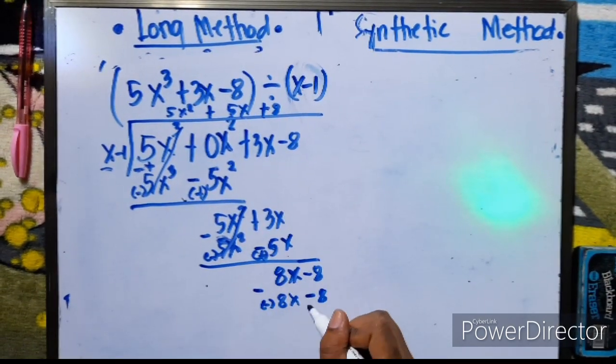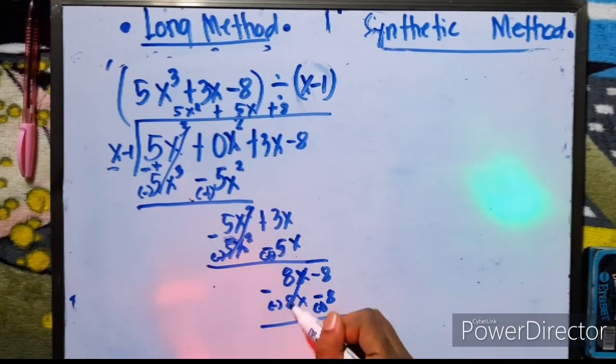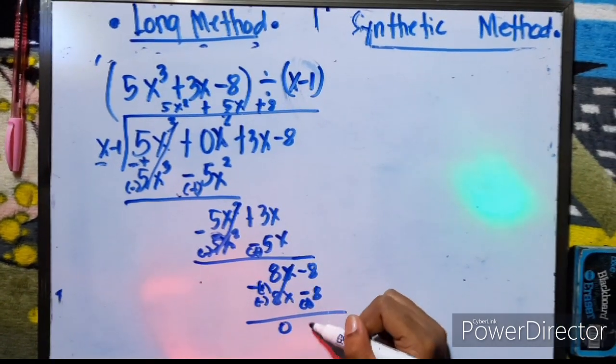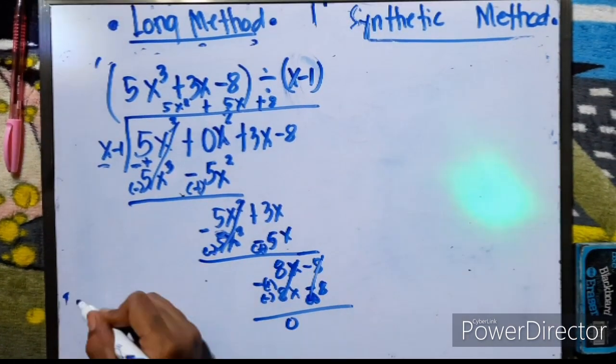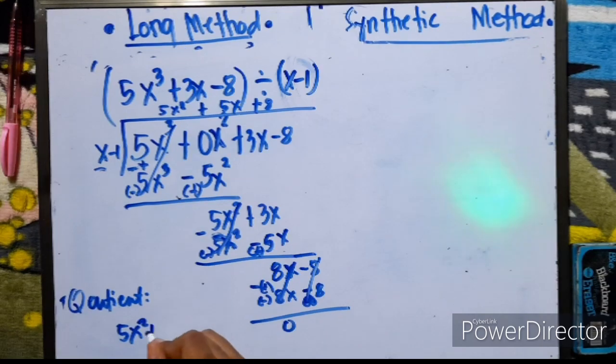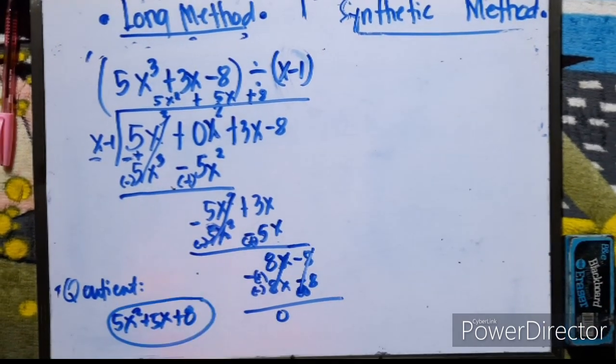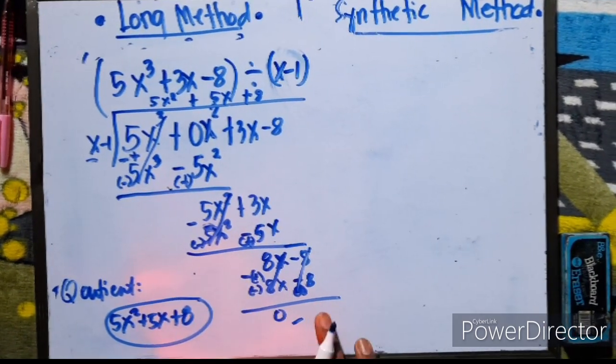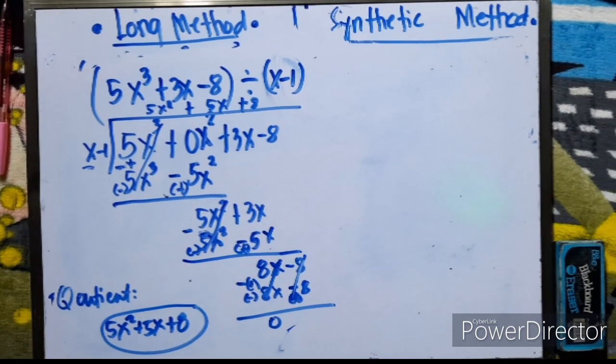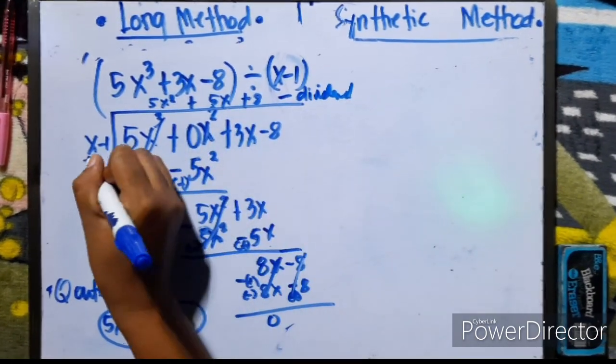Subtract. Change this into negative, change this into positive. This is 0. Negative 8 plus positive 8, that is also 0. So therefore, our quotient is 5x squared plus 5x plus 8. By remainder kay 0, and 0 is our remainder. There is no 0 as a remainder. So kani atong dividend, and this will be our divisor.